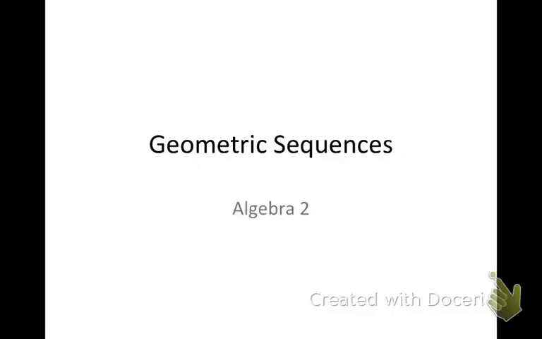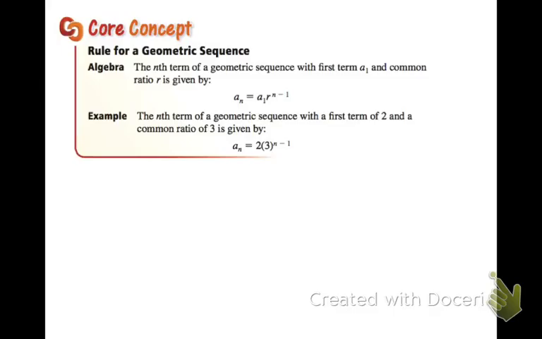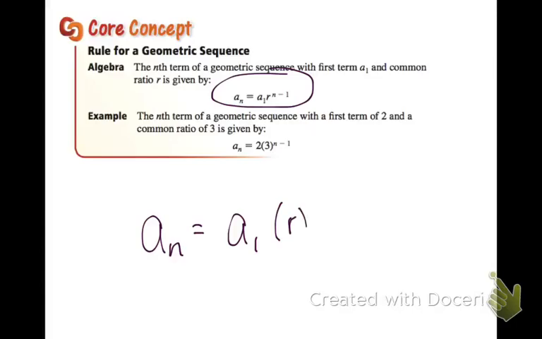Geometric sequences. Okay, first thing you need to have down in your notes is the rule for geometric sequences, which is right here. I'll write it again larger. It's a sub n equals a sub 1, which means first term, times r to the n minus 1. N minus 1 is all exponents. An example of a formula filled out is right here.